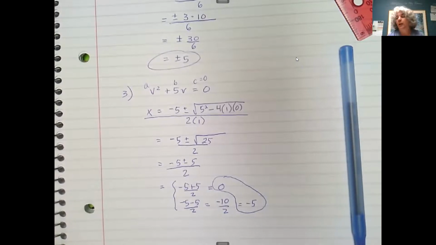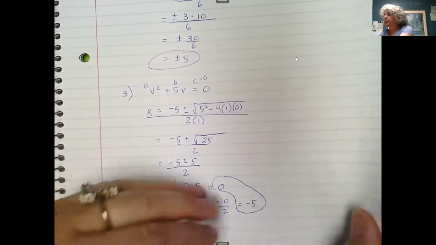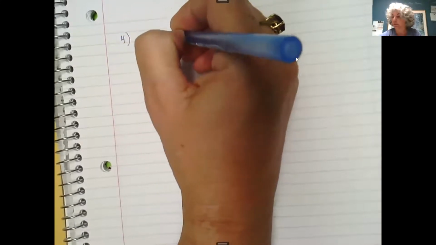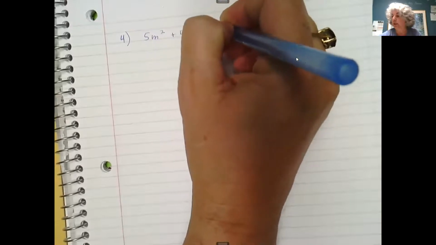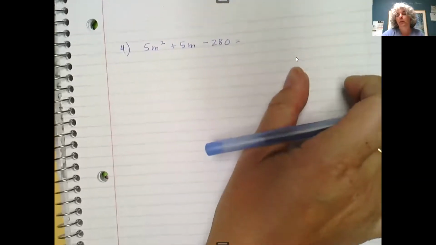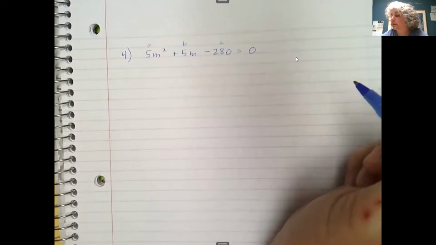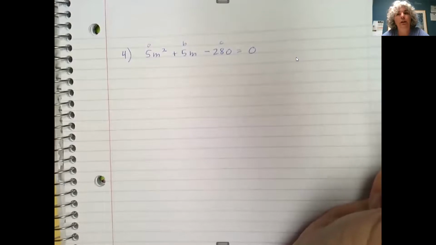Okay, let's continue. We have a few more. Number 4: 5m squared plus 5m minus 280, big number, equals 0. Okay, see if you can write that down. All right, now this is my a, this is my b, this is my c. So I want you to pause the video and see if you can plug these values into the quadratic formula.